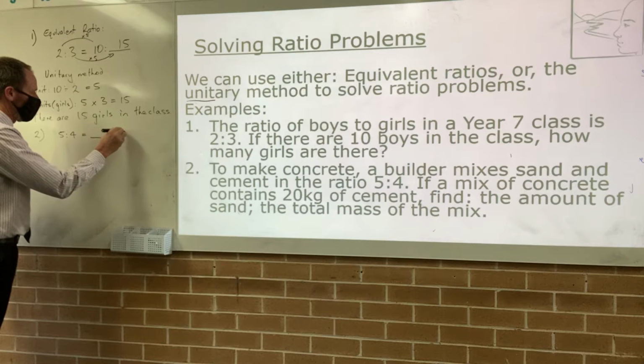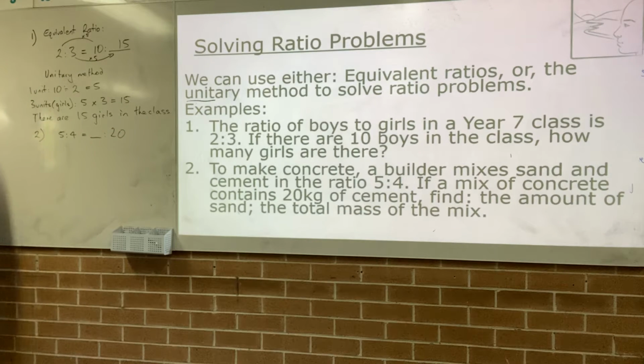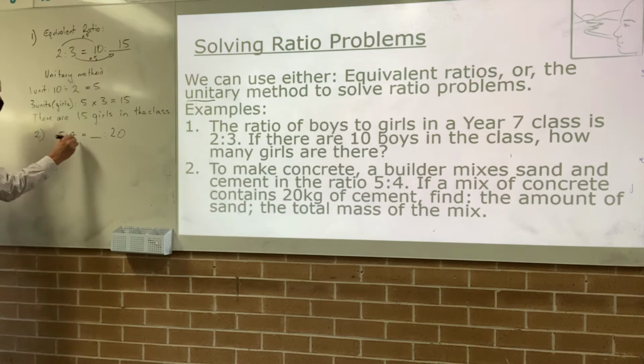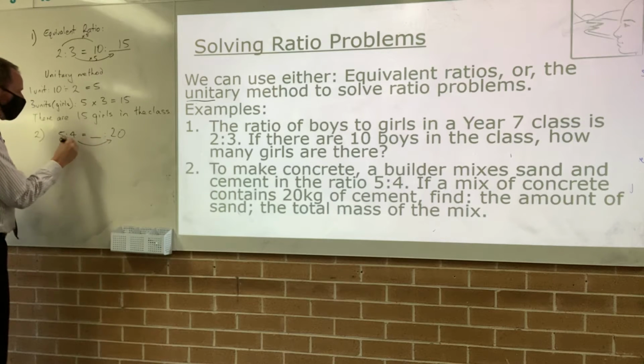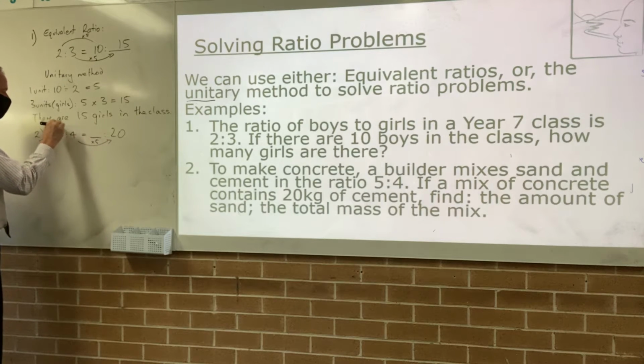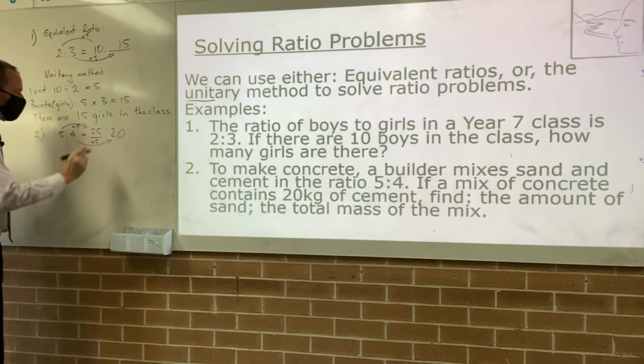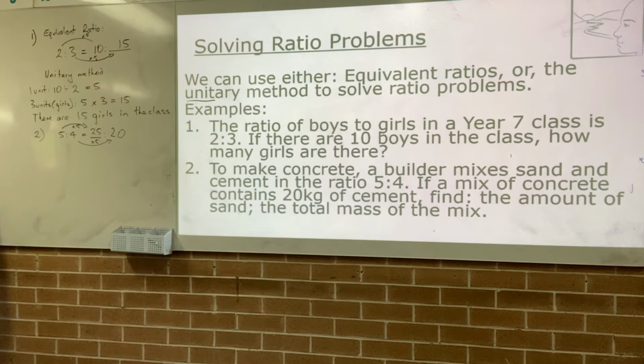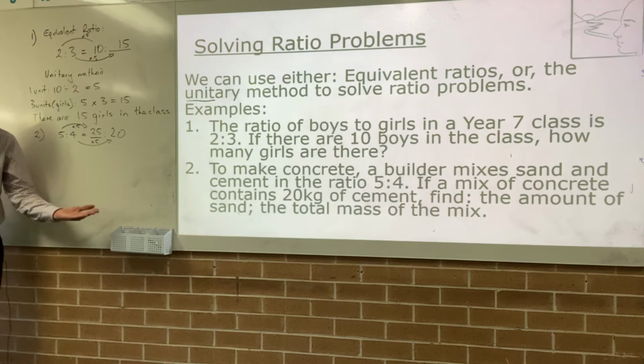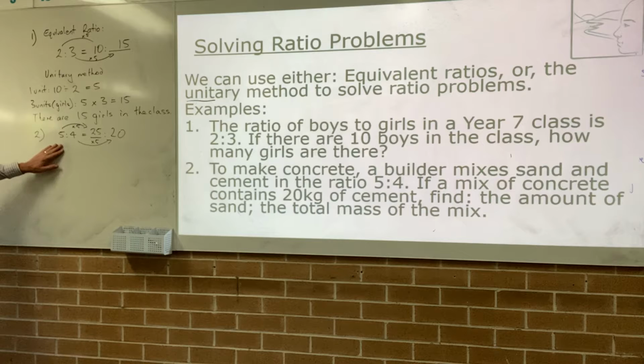So it's actually on the right-hand side this time. But I still use the same maths. How do I get from 4 to 20? I multiply by 5. It just happened to be multiplied by 5 each time today. So I've actually got 25 kilograms of sand. That's the answer to part A. That's using equivalent ratios.